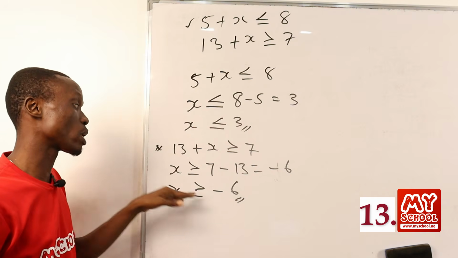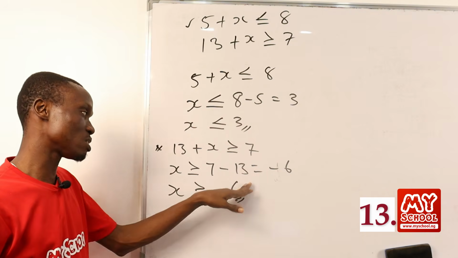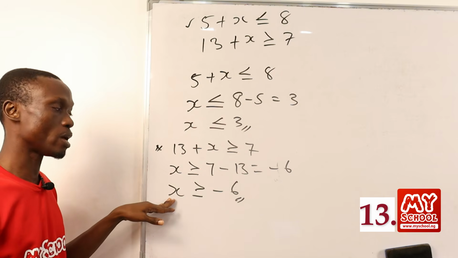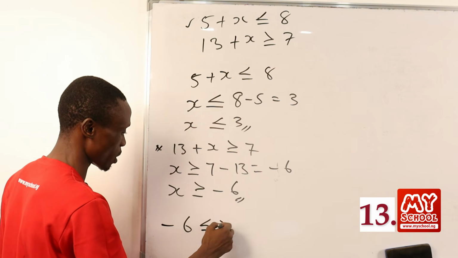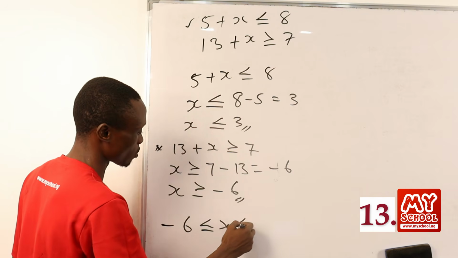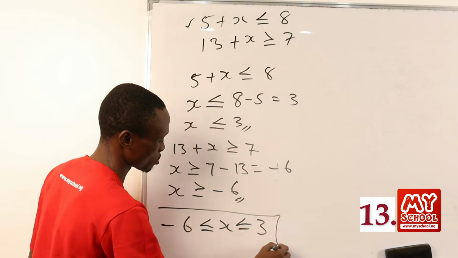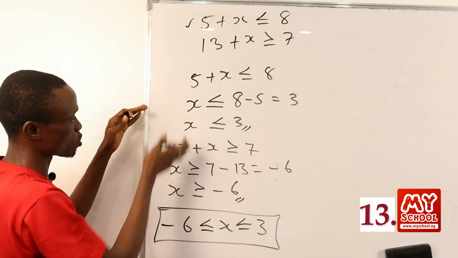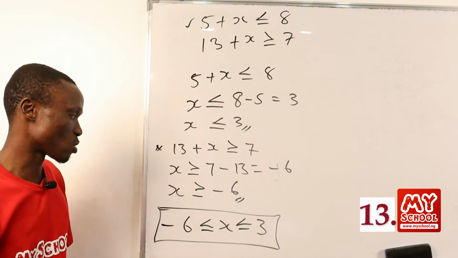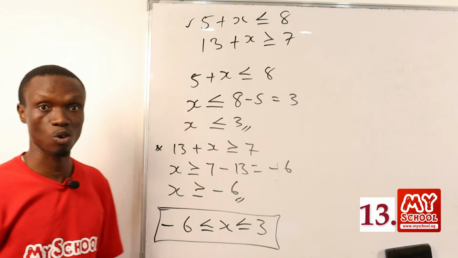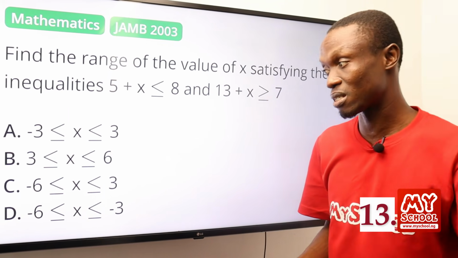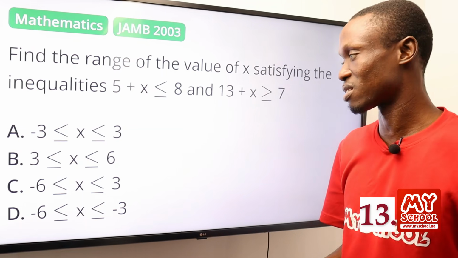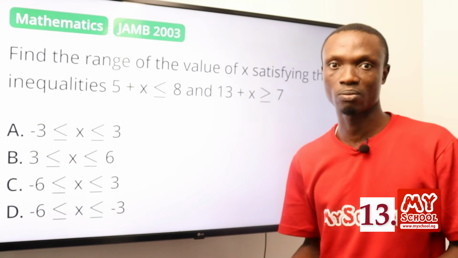In other words, we can as well read this to be minus 6 is less than or equal to s, right? So in that case, we'll be having minus 6 is less than or equal to s, while here we have the less than or equal to 3. So this becomes our answer if we put both results together. Okay, so let's move back to the screen to pick the correct option for this question, and that is option C, minus 6 is less than or equal to s, and s is less than or equal to 3.